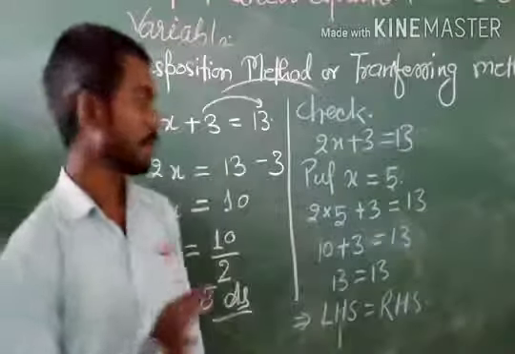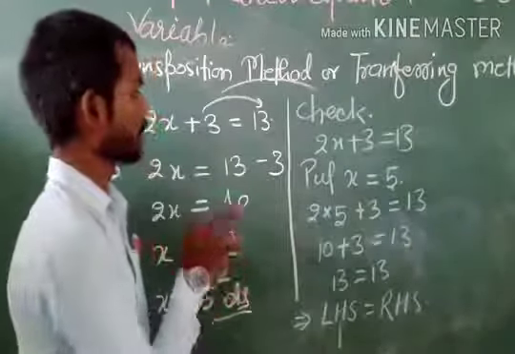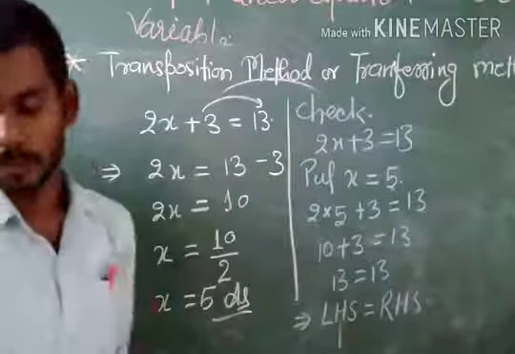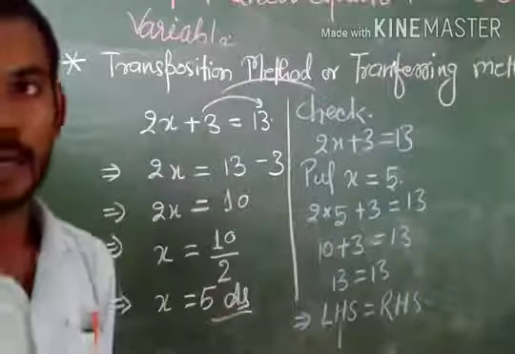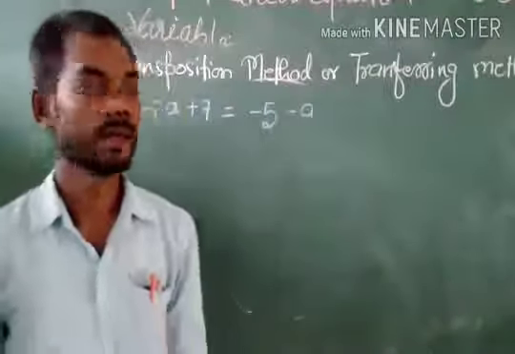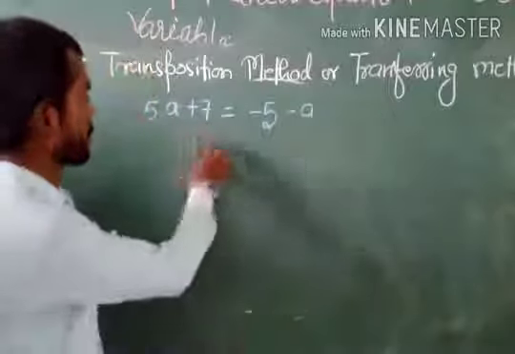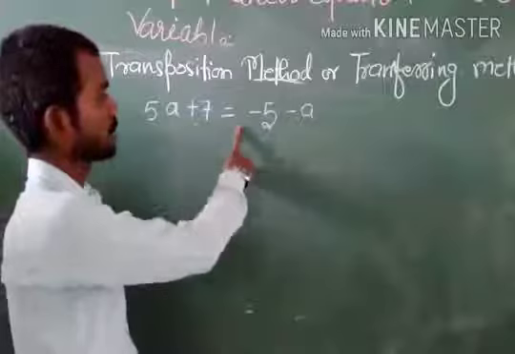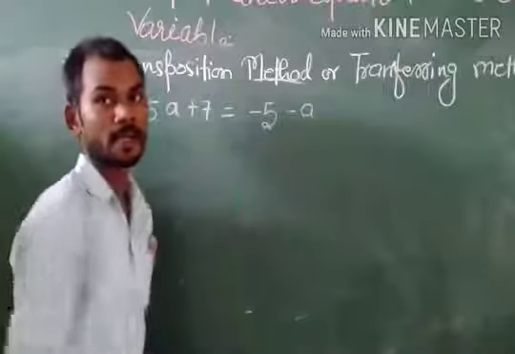Okay? I hope you have no problem in this solution. Okay? Let us see the next question. Here the given question is 5a plus 7 is equal to minus 5 minus a.